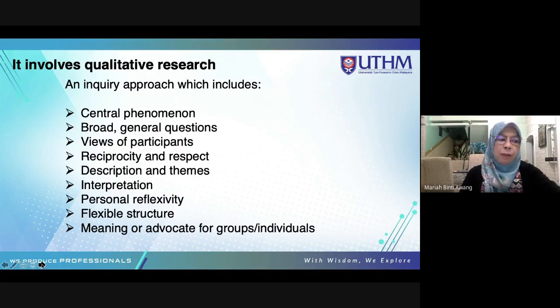As well as for qualitative research, you have learned from Dr. Peniel. So, the inquiry approach includes central phenomenon, broad general question, views of participants, receptivity and respect, description and themes, interpretation, personal reflexivity, flexible structure, meaning or advocacy for groups or individuals.